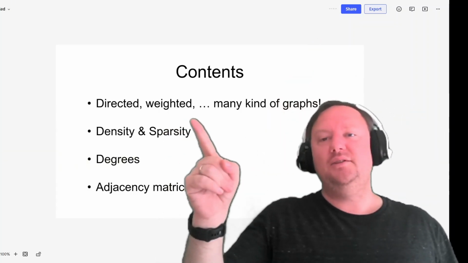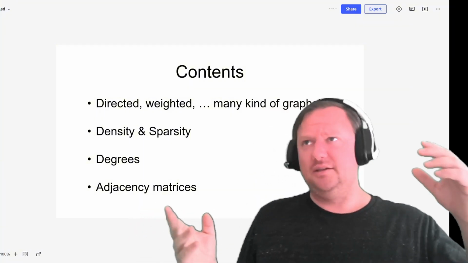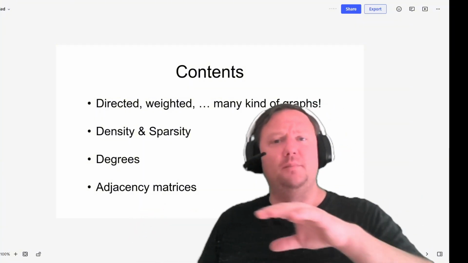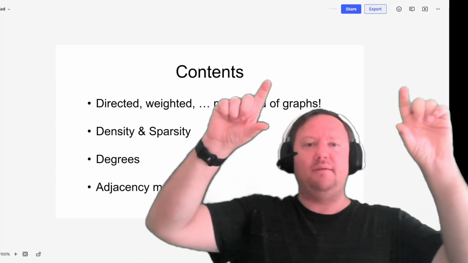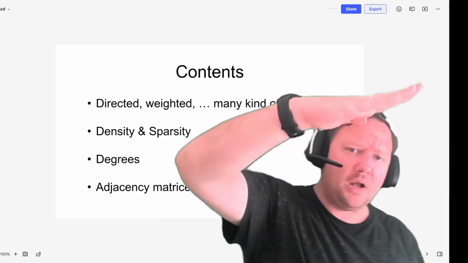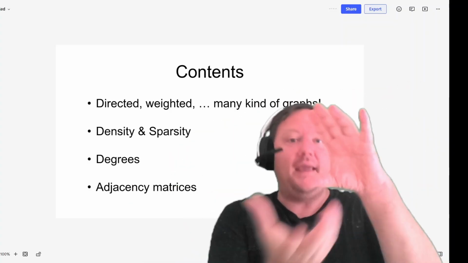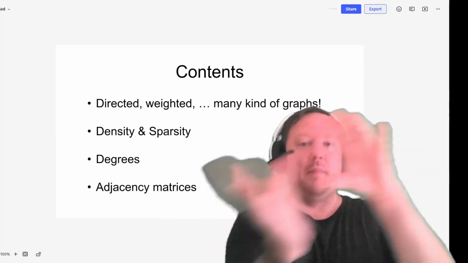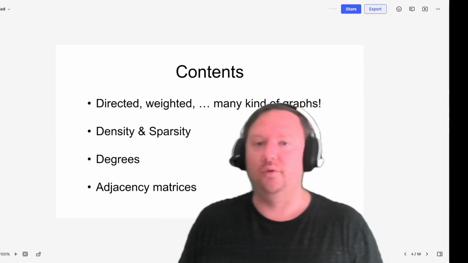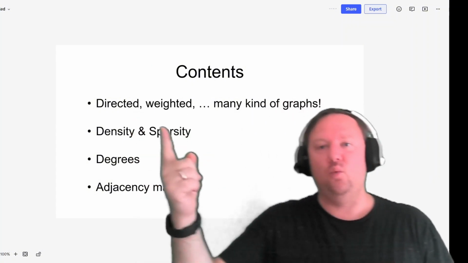So the weight is just another one that is common. This can be for water pipes or for internet bandwidth or whatever. When you have two things connected together, you can put a weight label on the edge that's connecting them to represent the bandwidth, or if it's a pipe, the amount of fluid that can flow through that particular pipe. So, lots of different uses for putting a weight on an edge.